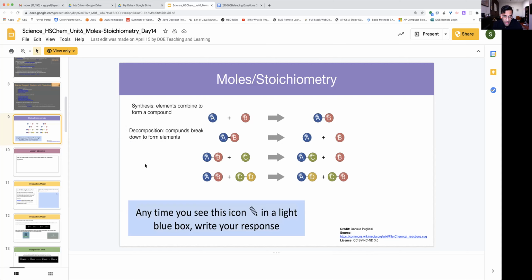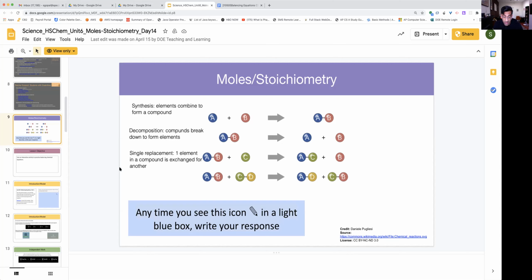This third kind, we see AB plus C turns into AC plus B. So one of the elements is exchanged for the lone element, and that becomes a lone element, and the other element combines with the previously lone element to form a new compound. Since one thing is being replaced by one other thing, we call this a single replacement. So a single replacement, one element in a compound is exchanged for another.